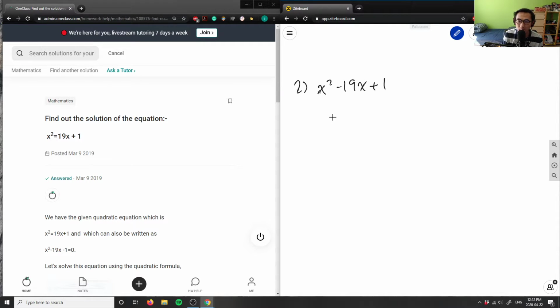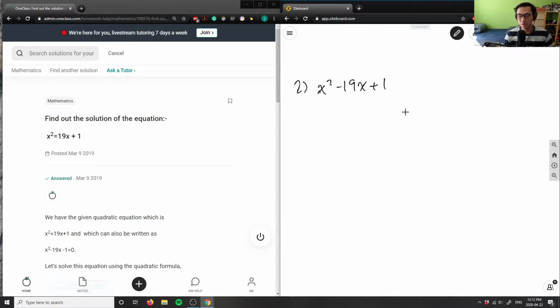So it's going to be a product of a and c, right? So a here is 1, times c, which is 1, so the product is 1, and it has to sum to negative 19. In this case, 1 times 1 is just 1, right? It will never sum to negative 19 here. So if it's not factorable, it means that I have to use the quadratic formula.